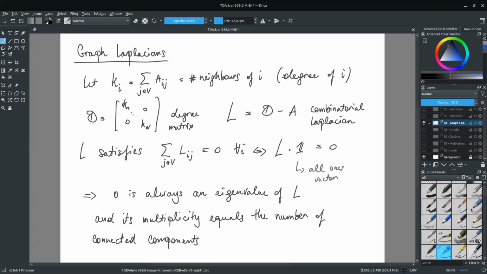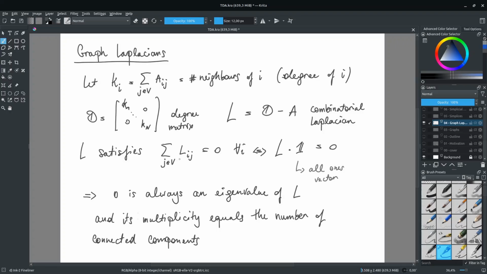What is important is that this matrix L satisfies something that's easy to show, right? Because I've defined k as the sum of the A_ij for each row, and then I've added the two. So now if I sum L along each row, I get 0. And same thing along each column.